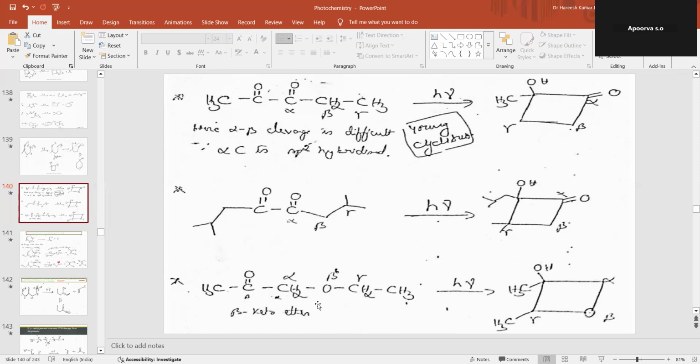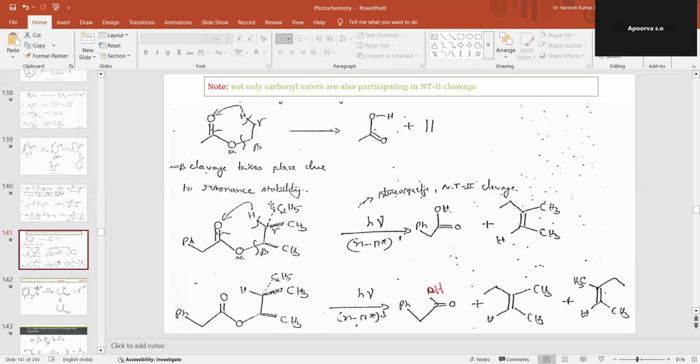And here, what is this? It's a keto ester. This is a keto, and this is the ether. Suppose keto ether means alpha, beta, gamma. So gamma position hydrogen is there, alpha also hydrogen is there, and it undergoes cyclization to give a cyclobutanol derivative as the product. So what we observed up to this, we checked about the gamma hydrogen and alpha hydrogen. Here, alpha hydrogen is there, but there is a gamma hydrogen.